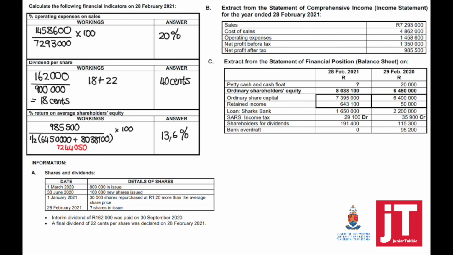Again, percentage operating expenses on sales, answer must be in percentage. Dividend per share, answer is in cents. Percentage return on average shareholders' equity, my answer is in percentage.